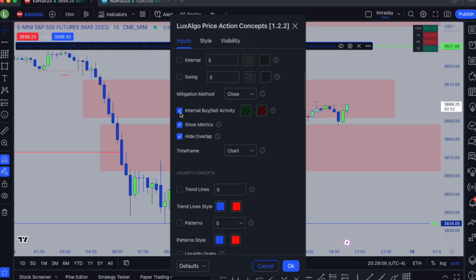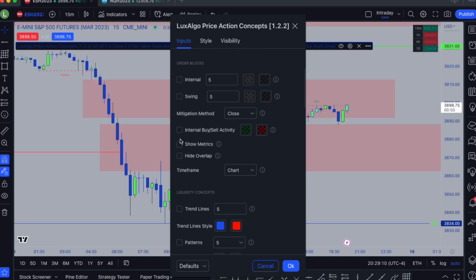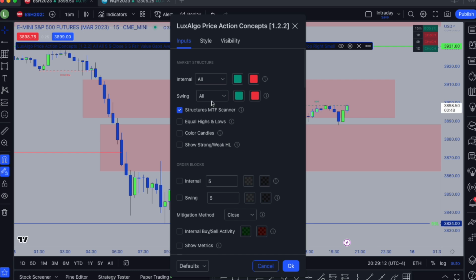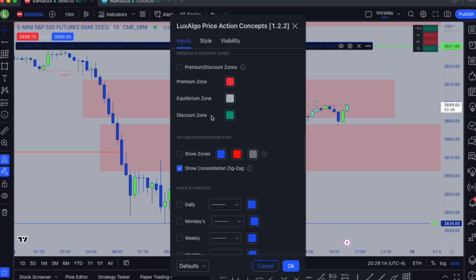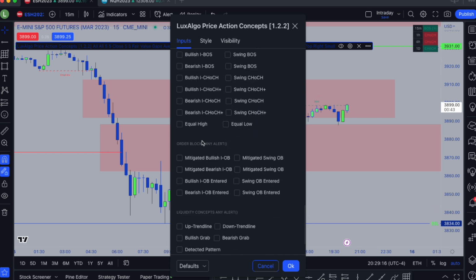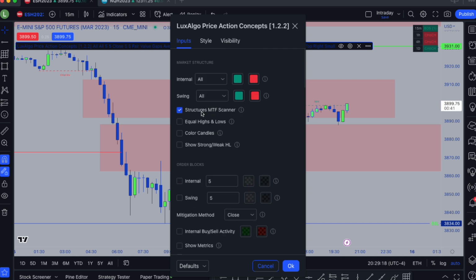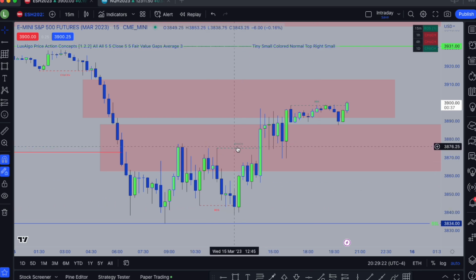I can see all of this myself at this point now, but sometimes it's nice to see a break in structure and not actually have to do anything for it. And yeah, I like to have the structures MTF scanner on, and it literally just shows you the break in market structure. So you can see the structure here, price broke it, came up, and then came back down. But not to touch too much on that.